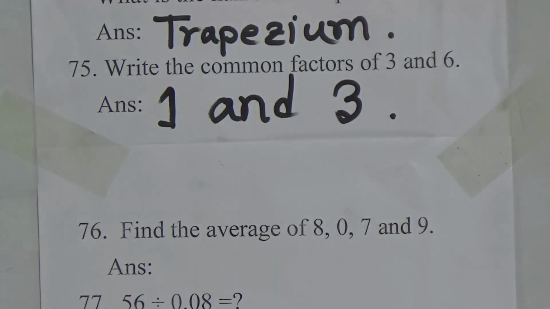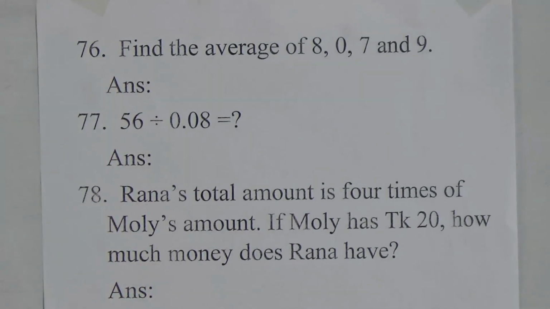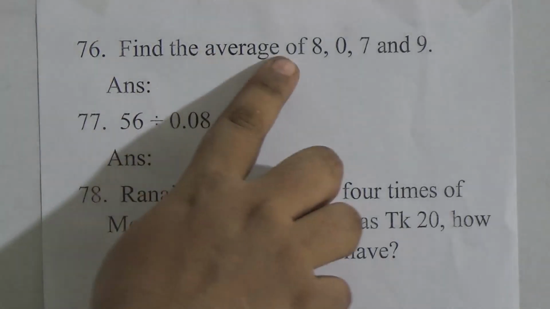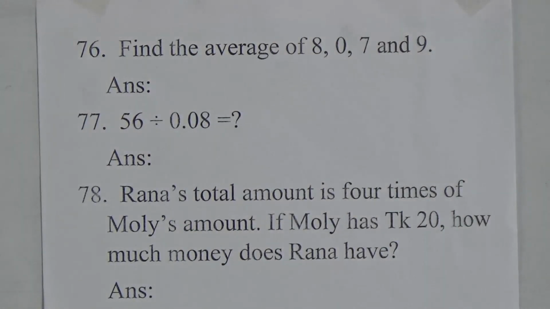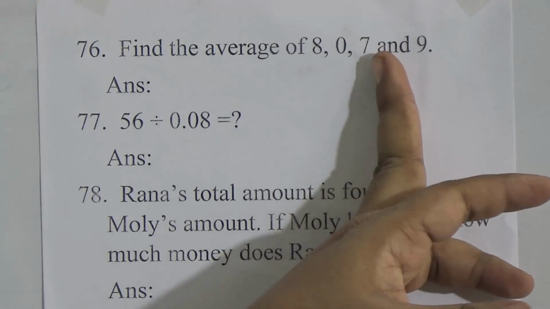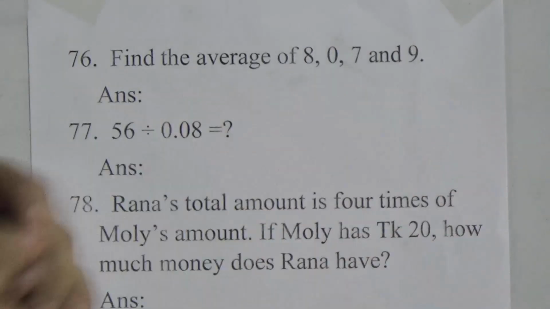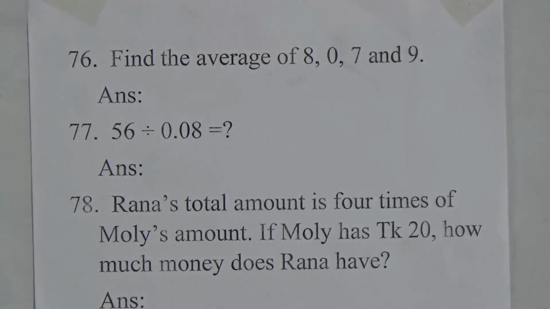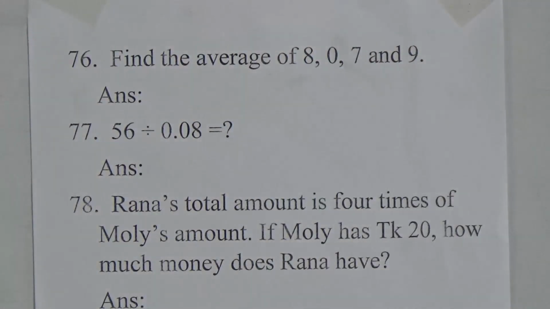Okay, my dear students. Now question number 76. Notice, find the average of 8, 0, 7 and 9. There are 4 data given. 1, 2, 3 and 4. So what is the formula of average? The formula of average is sum of quantities divided by the number of quantities. Now we write the formula first.